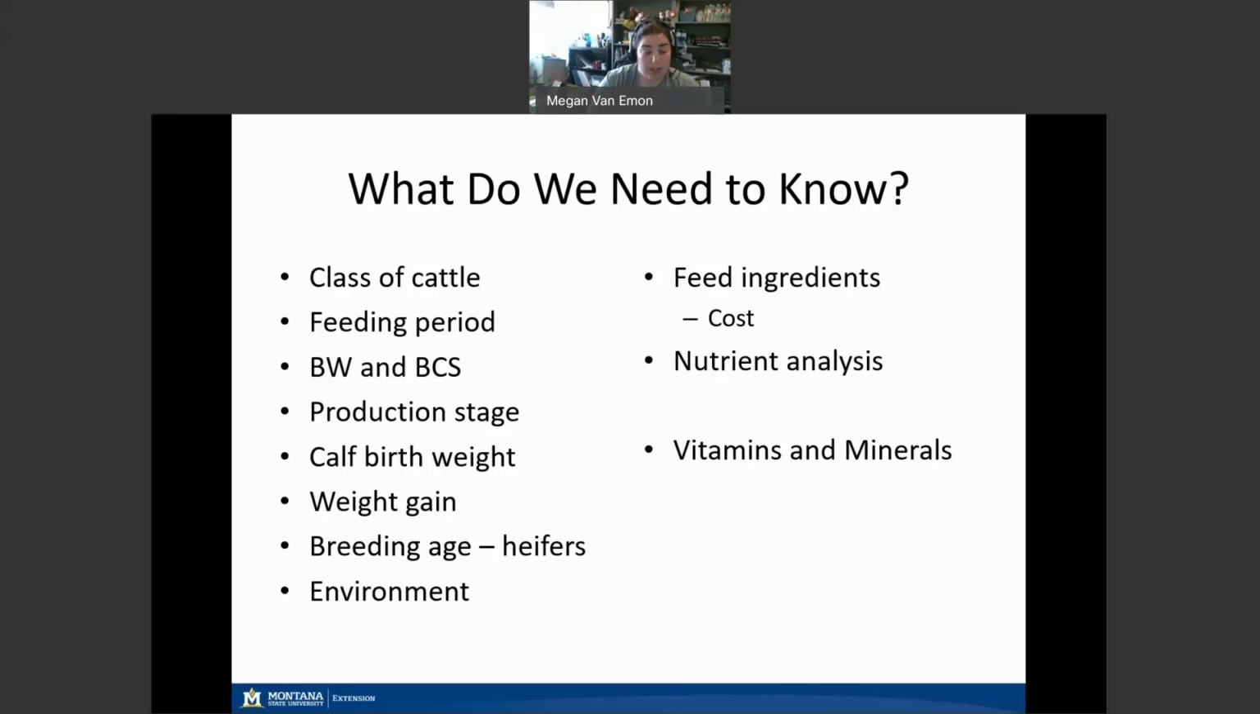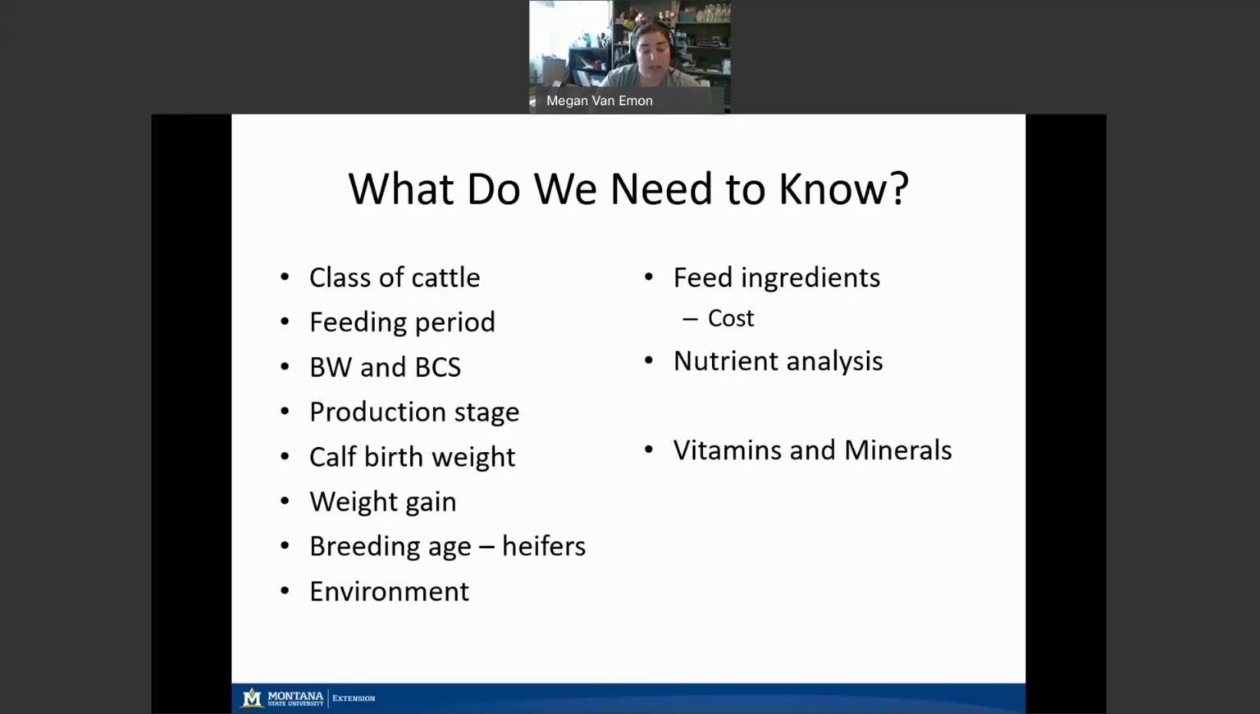Where are they reproductively? Are we looking at pre-calving, post-calving, mid-gestation, etc.? How big will that calf be? The weight gain goes into the body weight analysis as well. Or if we're looking at those developing heifers or our first calf heifers that are still growing, we're asking them to gain weight and produce a calf as well. If we're looking at developing heifers, at what age will we be breeding those?